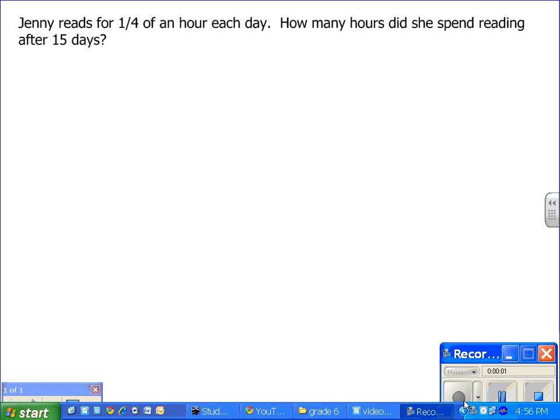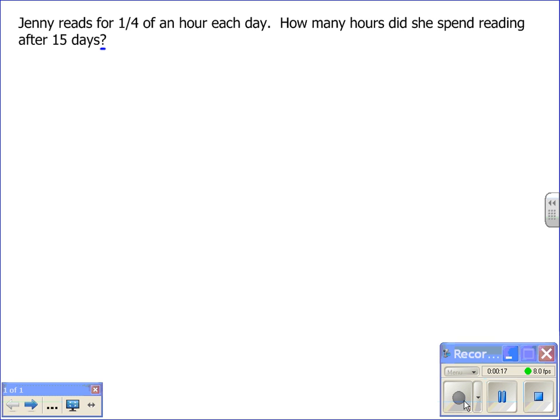Here I have a question. Jenny reads for 1/4 of an hour each day. How many hours did she spend reading after 15 days? I know that whenever I'm looking at a question like this, it's important to find out what question I need to answer. So here's the question mark. The question I need to answer is, how many hours did she spend reading after 15 days?